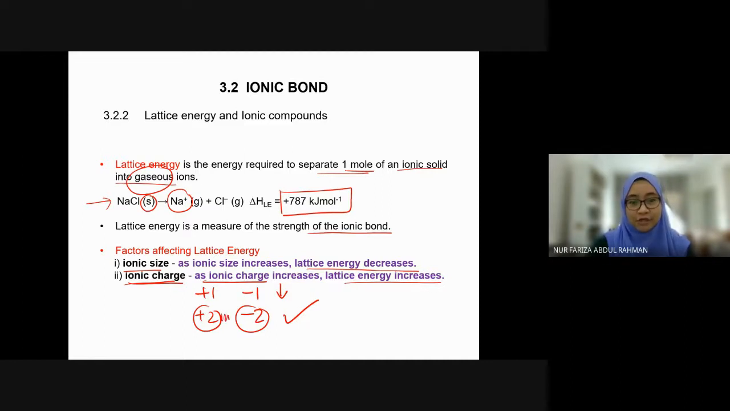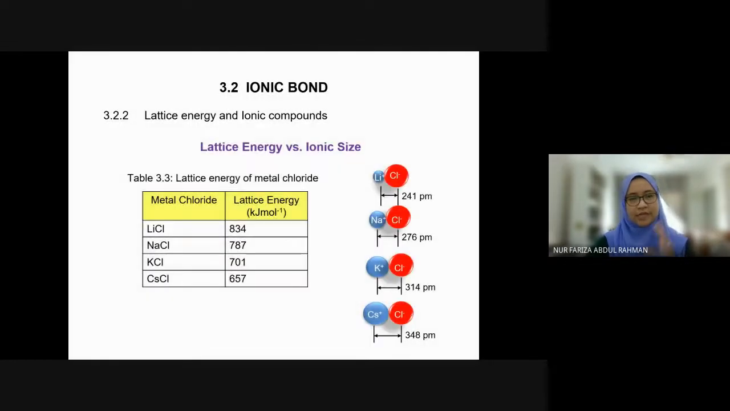Now that means dia punya attraction tu sangat-sangat strong. So imagine if you have +3 and -3. Okay, so dia lagi kuat lah. So that's the idea of it.